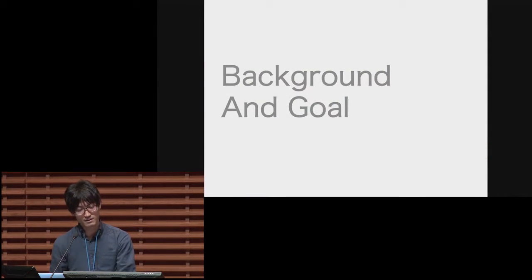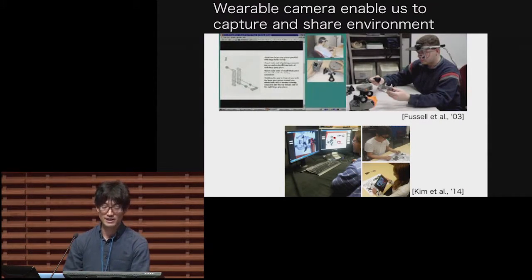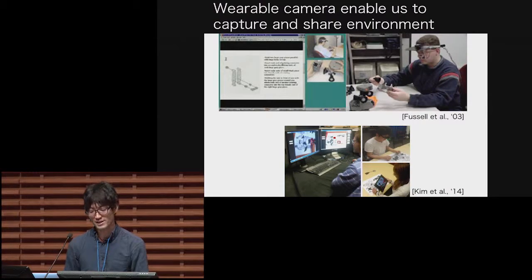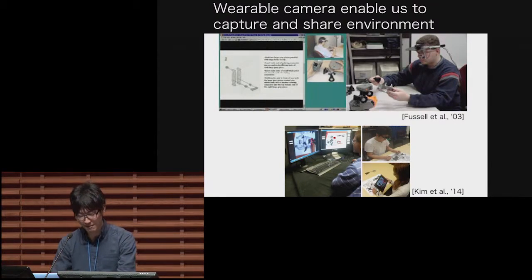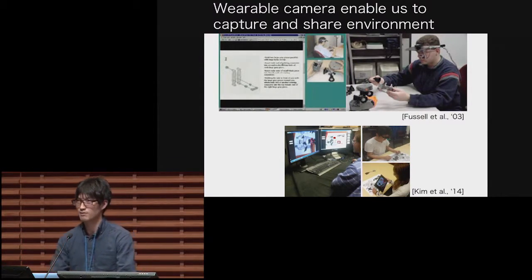So let's start with the background and goal of this research. In collaborative work, sharing visual information with each other is important to realize effective collaboration. A wearable camera can capture the environment around the wearer. So using it, one person can share the environment anywhere, and the remote person can give guidance and instruction based on the information. But there are some problems when using a wearable camera to share the environment.